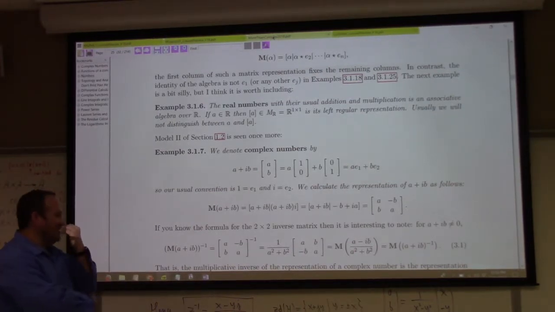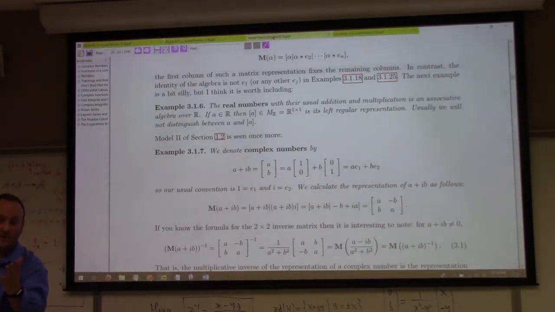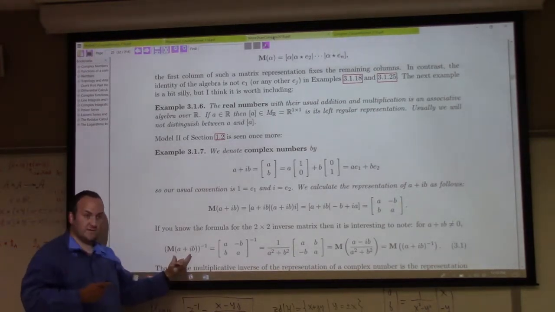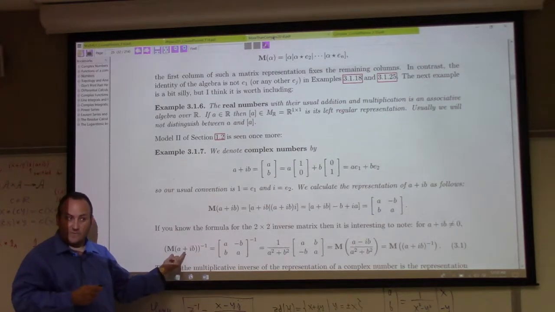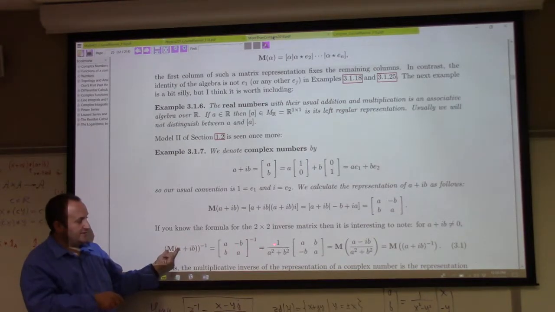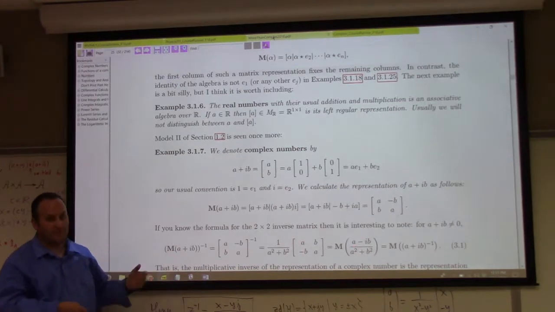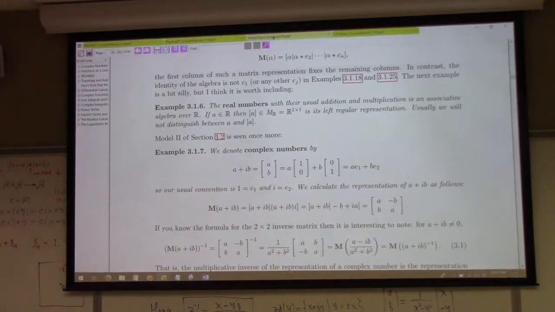So in this way of thinking, you could calculate the inverse of the number by calculating the inverse of its representation and then tracking back. The inverse of this 2 by 2 matrix is 1 over a squared plus b squared, times the matrix with a, b, minus b, a, like that. And if you look at the representation, that is the matrix representation of the reciprocal of a complex number, which you recognize. So my point to you is we can find the inverse of the matrix to find the inverse of the number.